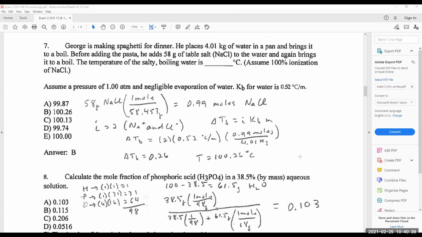You were asked to calculate what the temperature of that resultant salt water was. And you were told assume 100% ionization of sodium chloride. So in other words, all the sodium chloride breaks into sodium plus ions and Cl minus ions. So a couple things on this. One is, just off the bat, hopefully you saw this as an example of colligative properties.